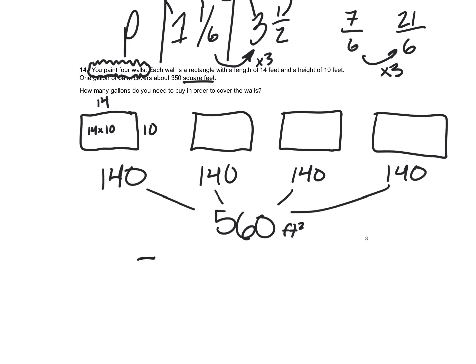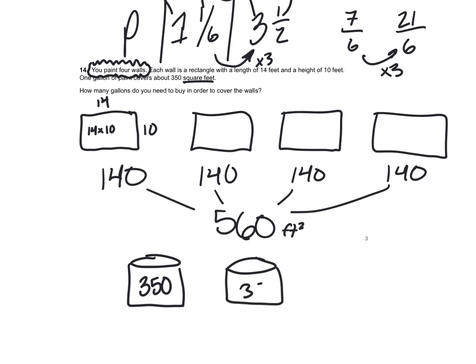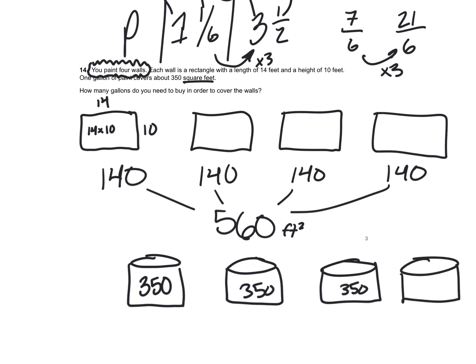Now, I know that in one paint can, or 1 gallon of paint, this can cover 350 square feet. And what I'm going to do is I'm going to see, well, how many of these gallons am I going to need to cover my entire wall situation? All right. Let's say we just start with 1. I have 350. 350 is less than 560. I am not going to have enough by quite a bit. So I need more than 1.